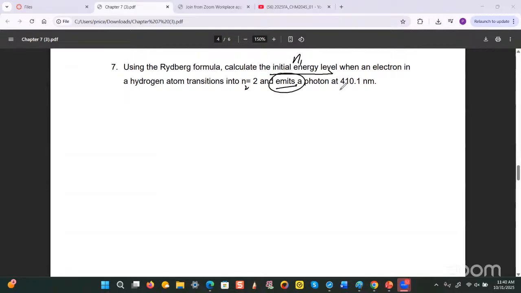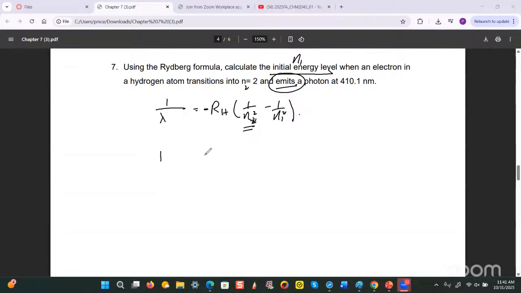at 410.1 nanometers, right? So the equation I would use would be 1 over lambda is equal to RH times 1 over N2 squared. Oh, don't forget the negative sign. Minus 1 over N1 squared, right? So this is the equation we're going to use, right? And what we need to find is N1, which is right here, right? So first thing I'm going to do is take care of the left side of the equation.